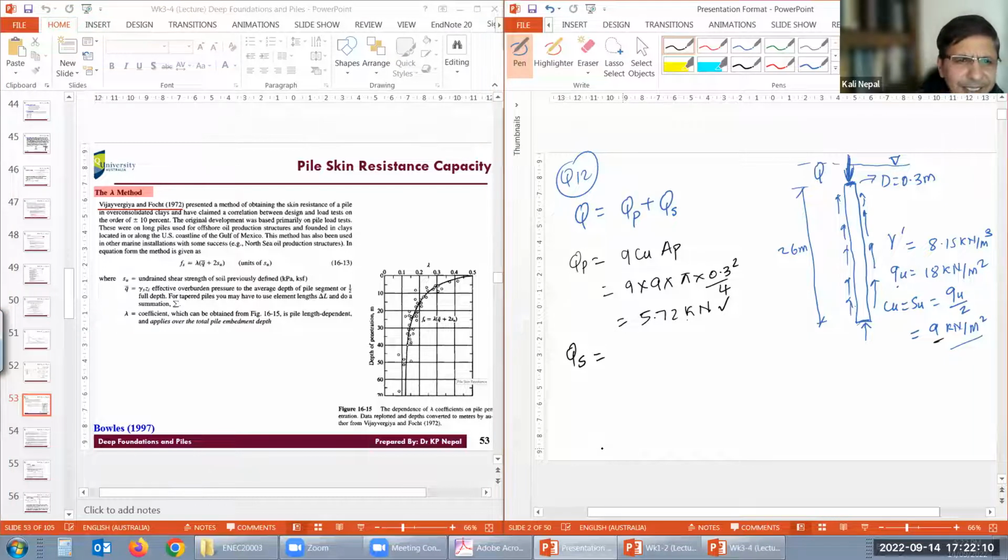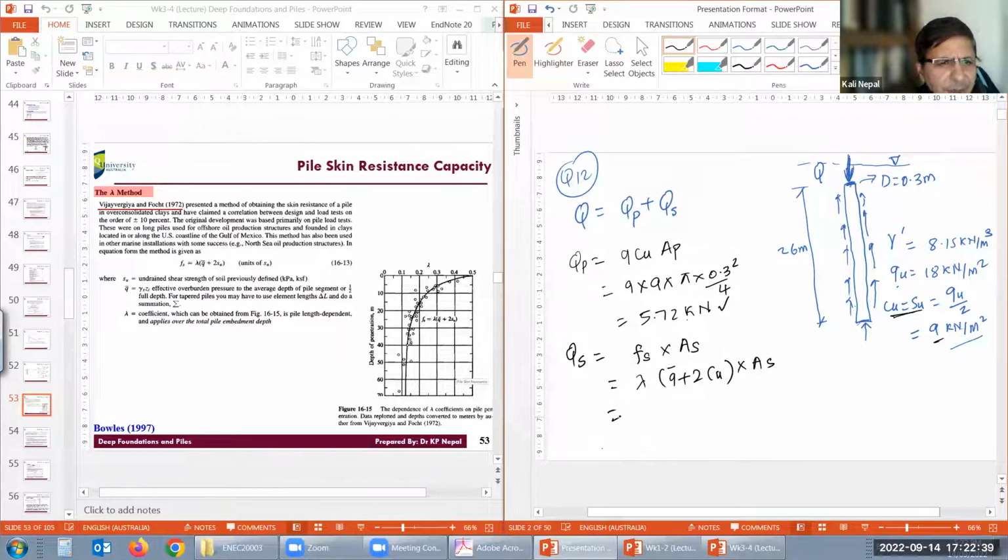So can I calculate now? It should be friction times area of the shaft, right? Friction fs times area of the shaft. So what is the formula? Lambda times Q bar, which is gamma D, plus 2Cu. That's Su, which is Cu, right? I wrote that there. So times the area of the shaft.